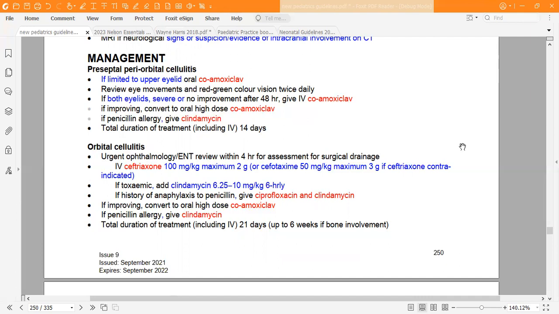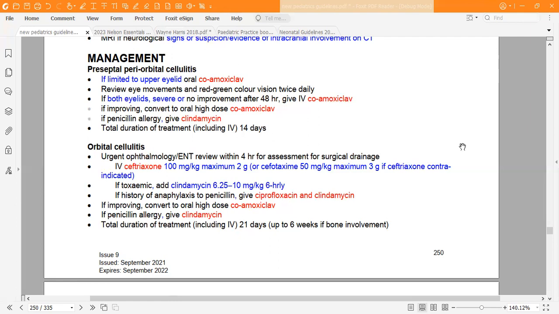We commence IV ceftriaxone, which is Rocephin, I guess. IV ceftriaxone 100 milligram per kg, maximum 2 grams, or cefotaxime 50 milligram per kg, maximum 3 grams, if ceftriaxone is contraindicated. So in orbital cellulitis, after consulting ophthalmology and ENT in the first 4 hours, we have to start IV ceftriaxone or IV cefotaxime immediately.